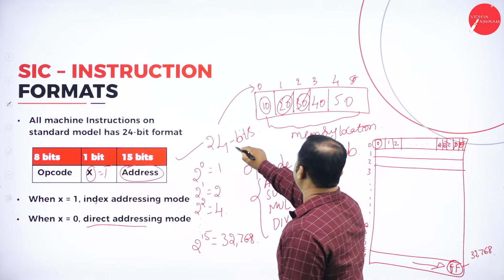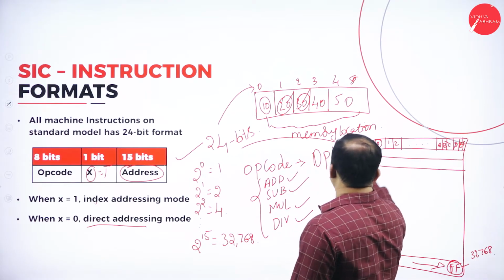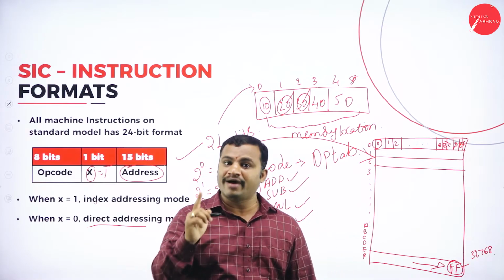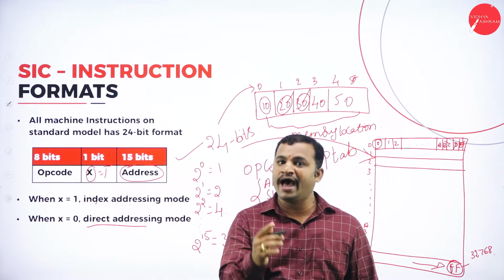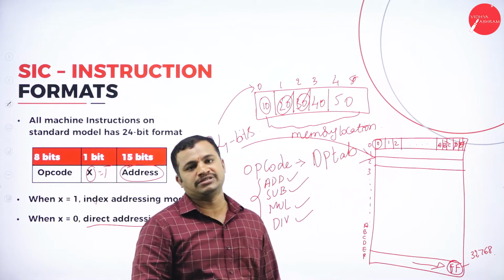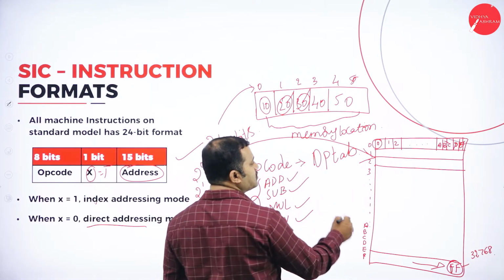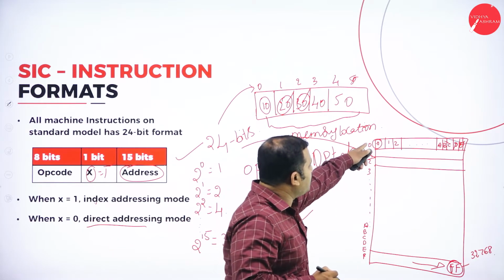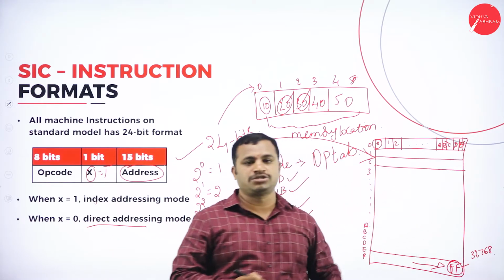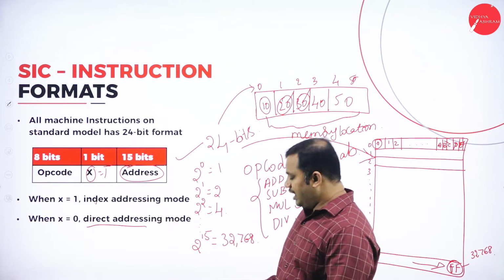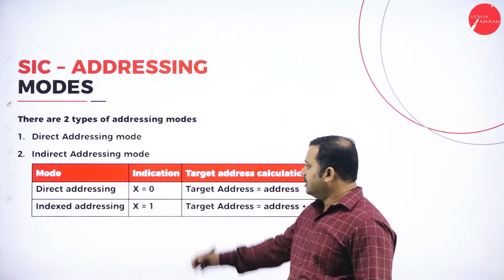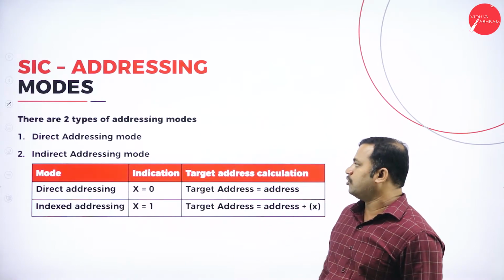This enables the computer to access the memory locations directly when the value of X equals 0. When the value of X equals 1, we have the memory locations, and these locations must be accessed only through the indexes, that is, right from the first location to the last location. Let me take you into the next type of addressing modes, that is direct and indirect addressing mode.